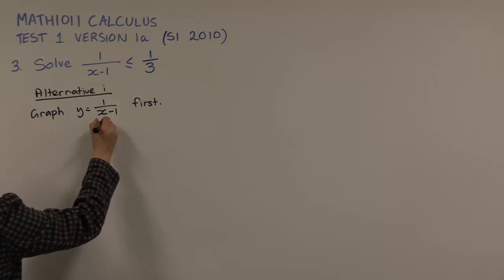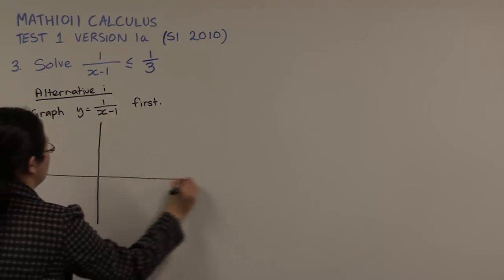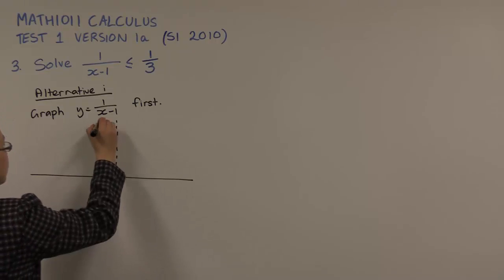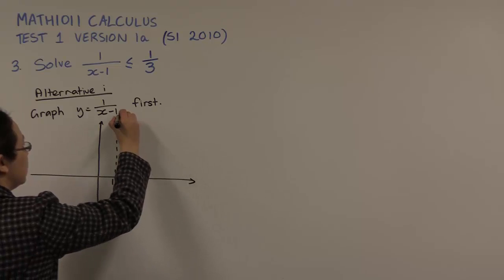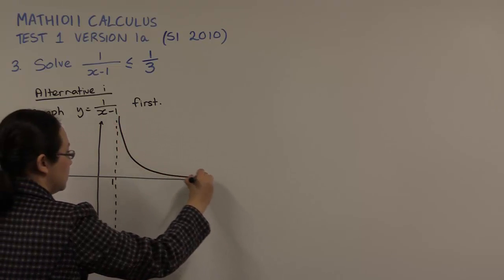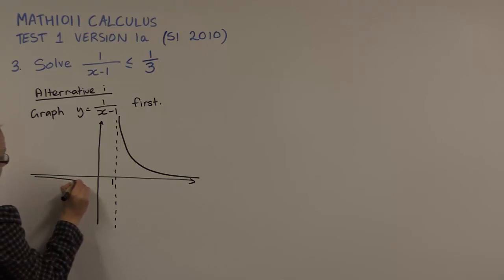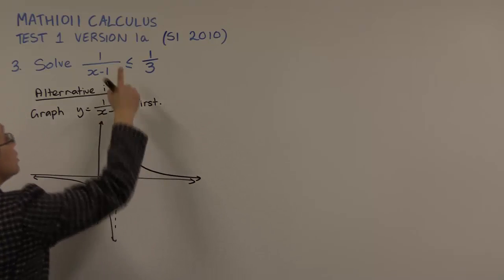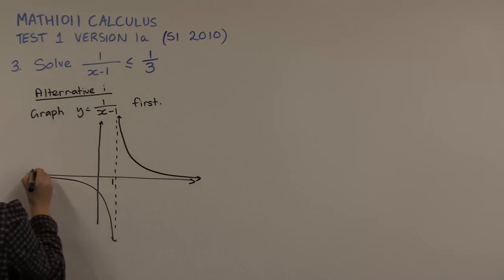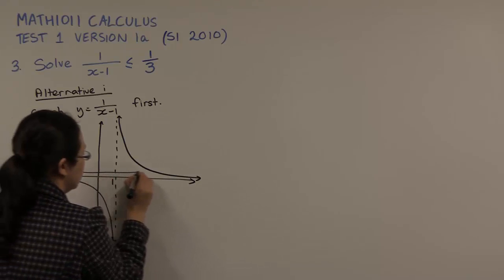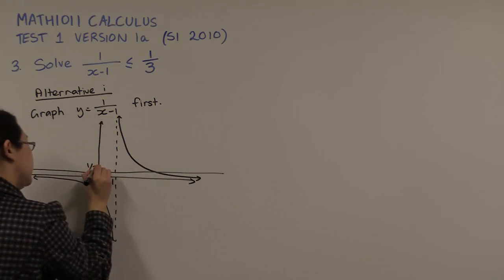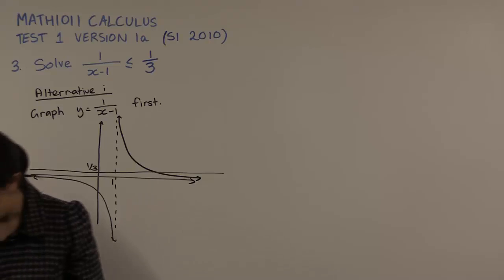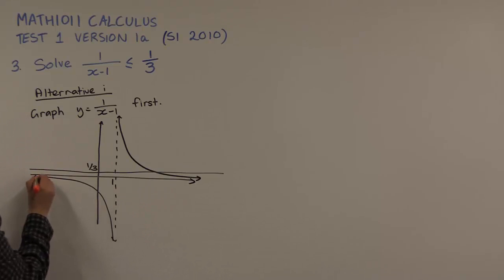It's a hyperbola and it's shifted right 1 unit. So that means this vertical asymptote is shifted right 1 unit. And our hyperbola is going to look like this. And we want to know, when is that hyperbola less than 1/3? Well, 1/3 is a positive y value, somewhere around here. When is the y value of the hyperbola less than 1/3? Well, when it's underneath that line. So that's all these values here.